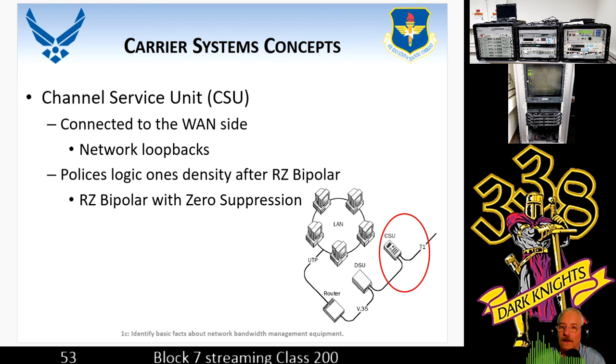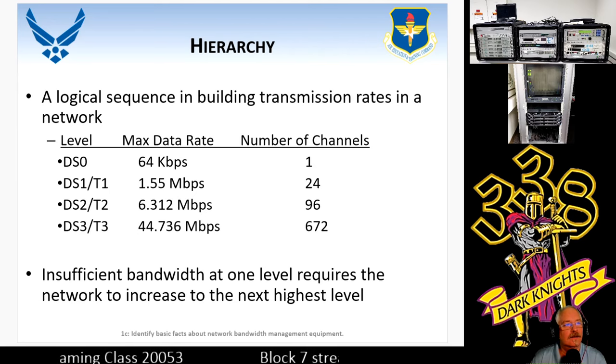So we would just want to keep it simple because you guys just need to know the basics. This is RZ bipolar with zero suppression. When they say ones density, it is a little bit crazier than you think when you start seeing all that information come at you. I know I was shocked when I saw it too, and then it made sense once I started reading up on it. I don't want a confusion. RZ bipolar zero suppression, self-clocking, network side, CSU.